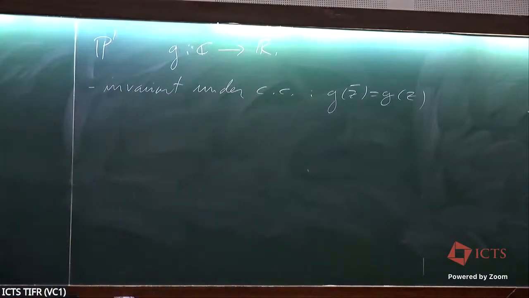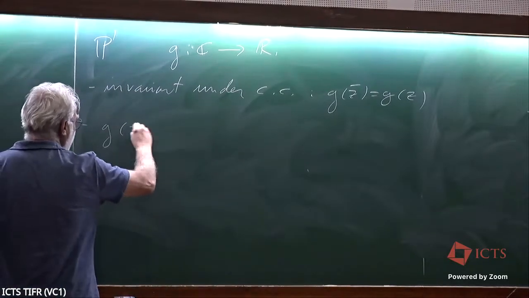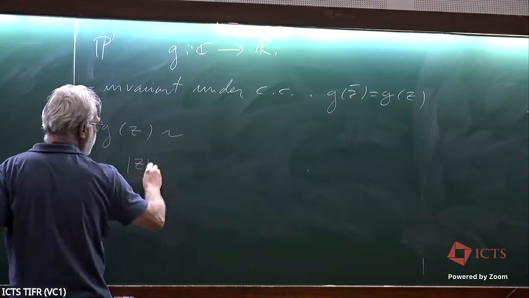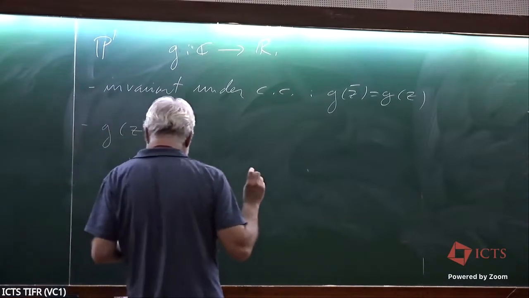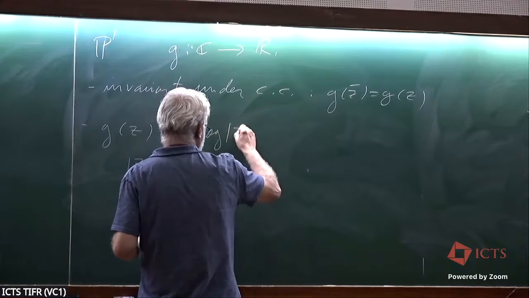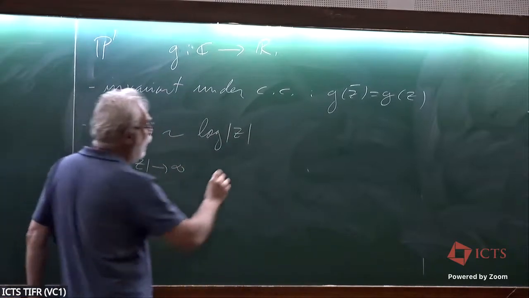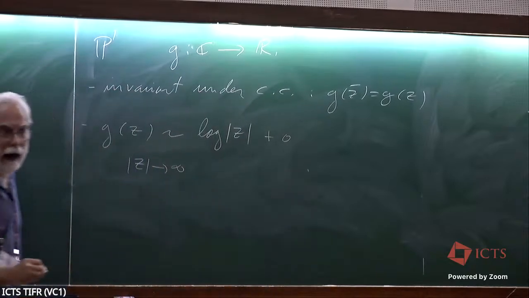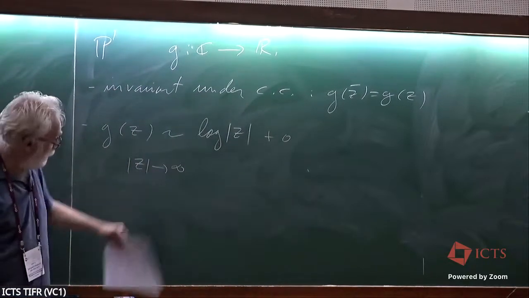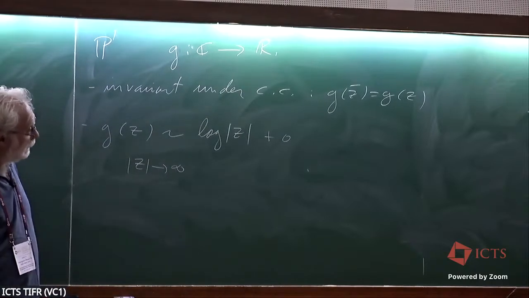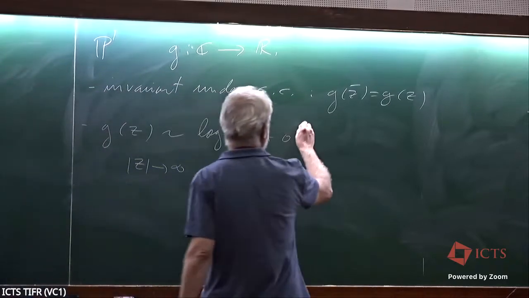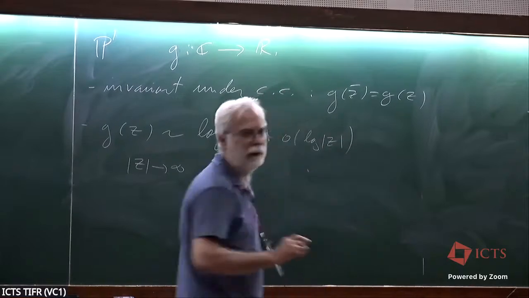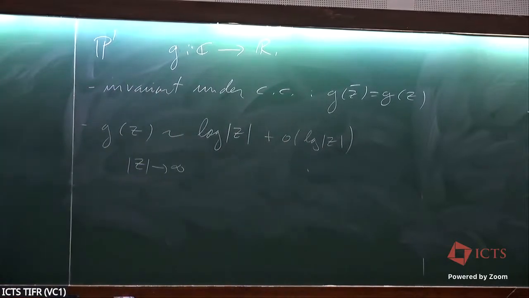And I want that this function, when the absolute value of z goes to infinity, when I approach the point at infinity, I want this to be like the log of the absolute value of z. And then I allow myself a small error term. Since I want to have log z, the biggest error term I can imagine that does not disturb this is just a small o of log of the absolute value of z.